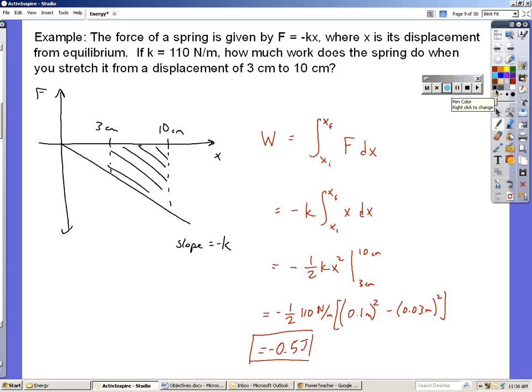For tomorrow, I'm going to be checking questions 4 and 5 from chapter 7.